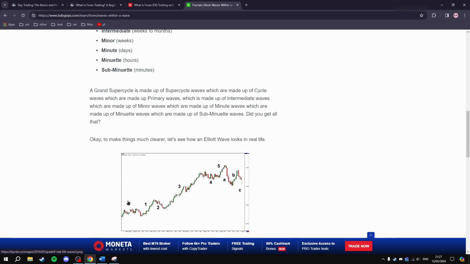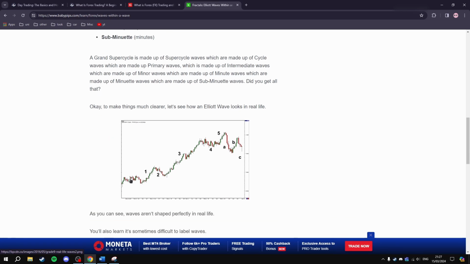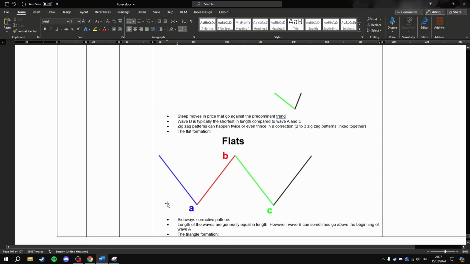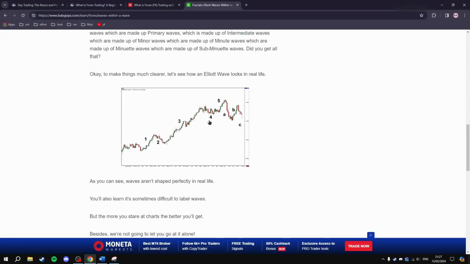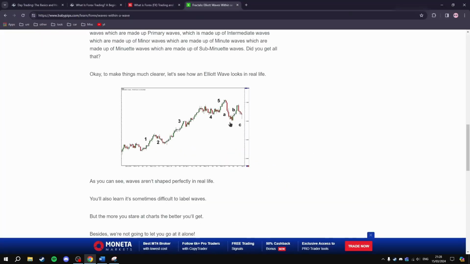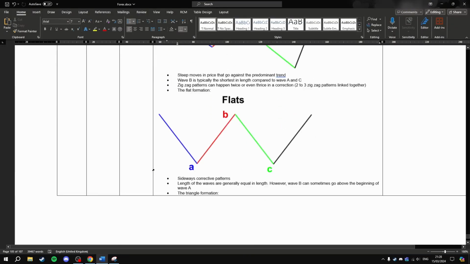Okay, to make things clearer, let's see how an Elliott wave looks in real life. As you can see, waves aren't shaped perfectly in real life. So this is 1, 2, 3, 4, 5, and then the correctives A, B, and C. So that's a zigzag, isn't it? A, B, and C, steep moves. Yeah, that's a zigzag.